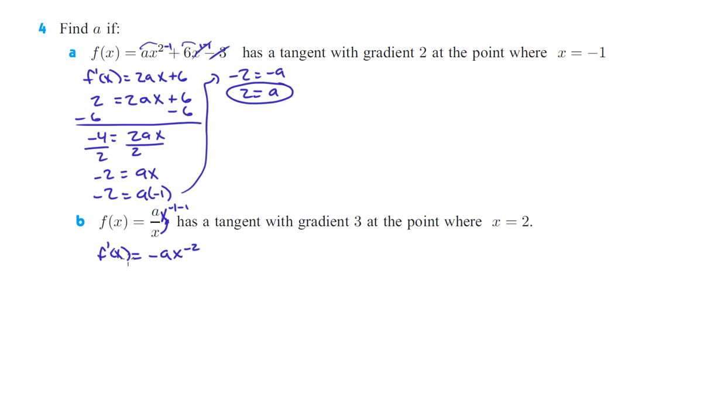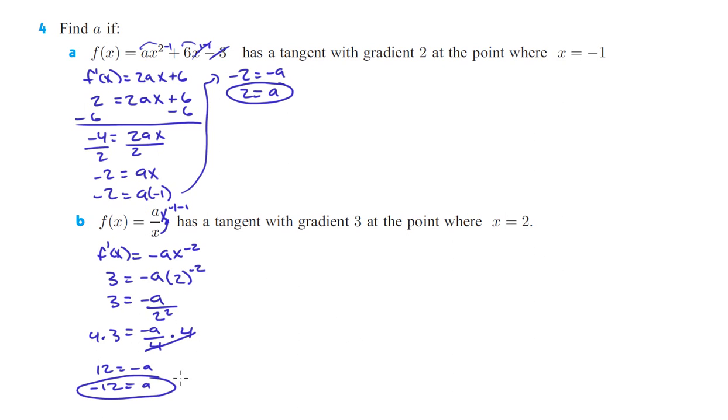So there's our derivative. We know that the slope has to equal 3, so we know that 3 equals negative a times x to the negative second power. Now we actually know that x is 2, so let's plug 2 in a little bit earlier than we did last time. So we get 3 equals negative a, and then that 2 to the negative second really is a over 2 squared, right? So that's 3 equals negative a over 4. If we multiply both sides by 4, those are gone, and we get 12 equals negative a. So a then has to equal negative 12.